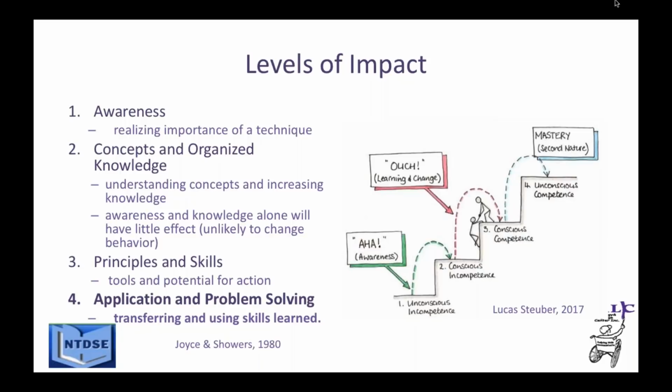But simply having that awareness level alone is not enough for people to transfer skills into the classroom. It's really only when they get to that top level, mastery or second nature, where people have that unconscious competence, where it just happens so naturally that they don't have to think about it anymore. That's that application and problem solving level.